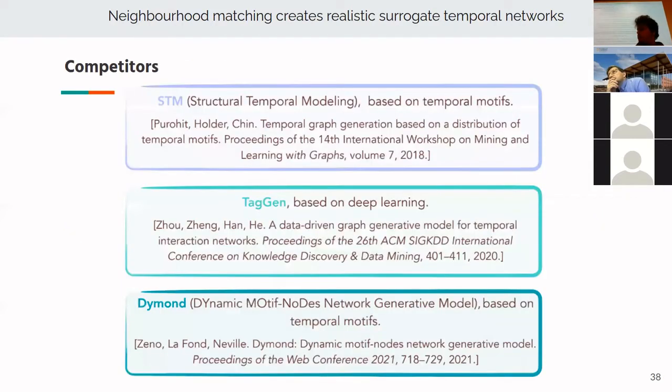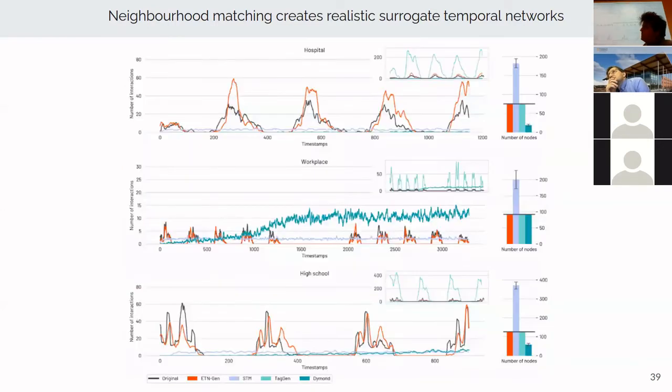Okay, this is the procedure, the general idea. In order to show the results, I present 3 competitors. 2 of them, STM and Diamond, are based on temporal motifs distribution, while TagGen is based on deep learning. It basically uses temporal random walk to generate a network. Have a look at the results.